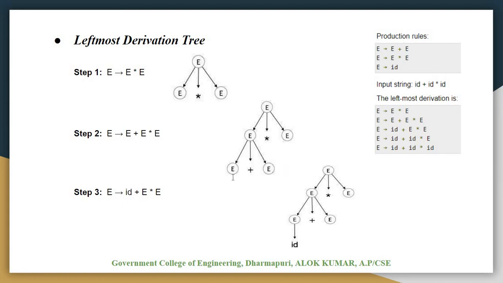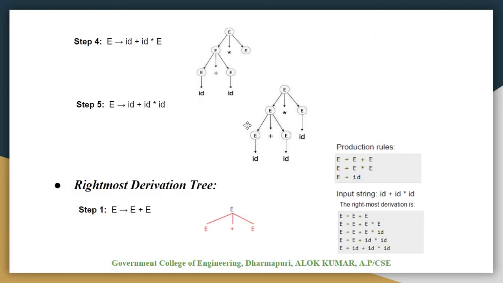In the next step, this E we are going to replace with id. In the same way, in the next step this previous E we have replaced with id. Here this one we have replaced. In the next step, this E we are going to replace with id. So this one is the leftmost derivation tree.